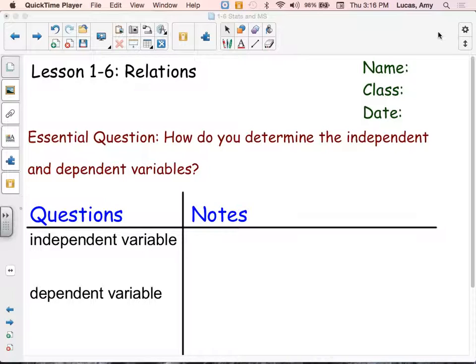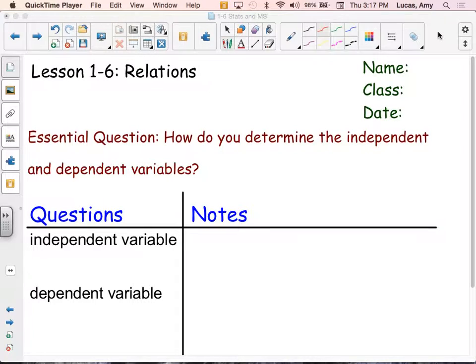Lesson 1-6, Relations. Our essential question is, how do you determine the independent and dependent variables? So our two new vocab words are independent variable and dependent variable. I'm going to try and give you a couple of ideas for how to figure out which variable is which when you're reading a situation, because this can be pretty tricky.